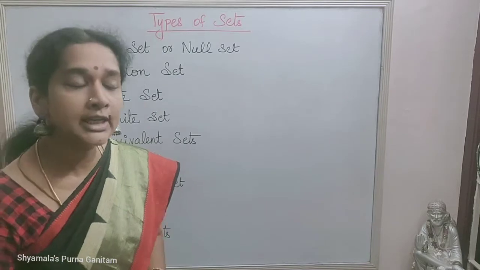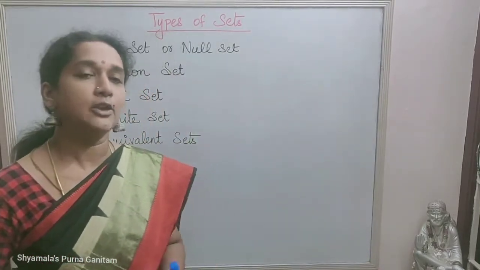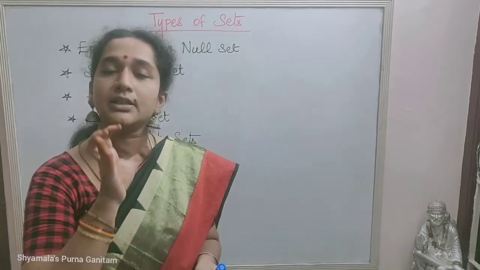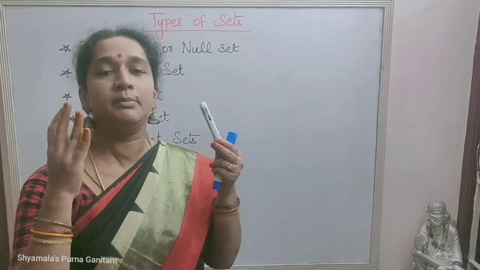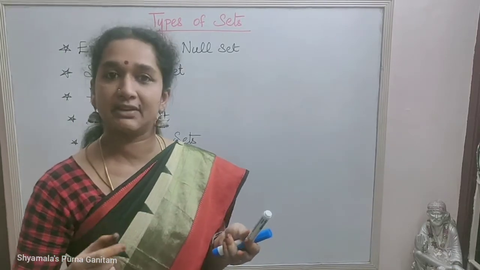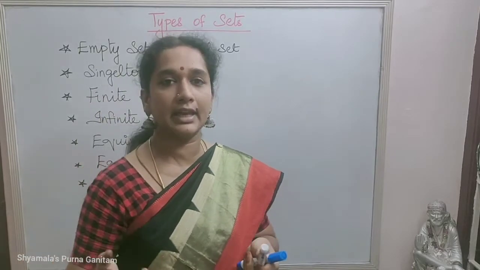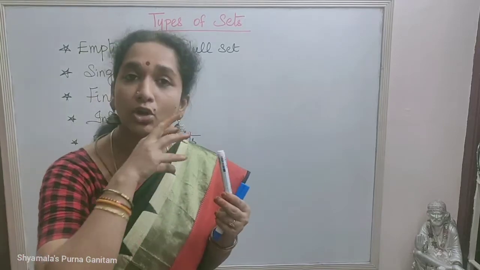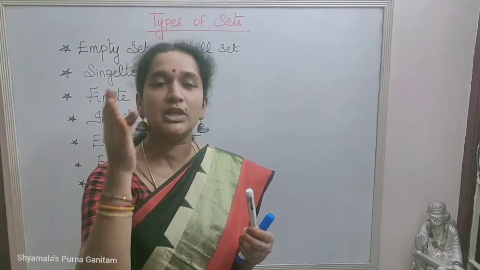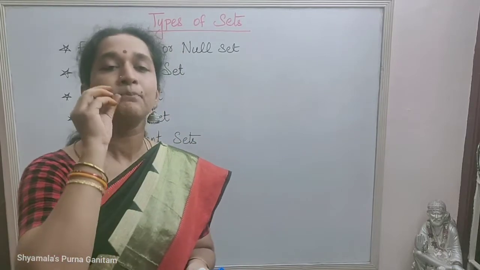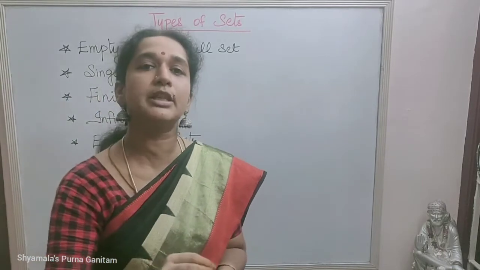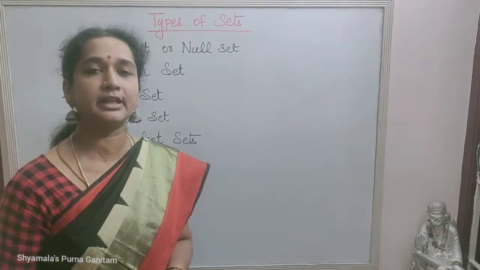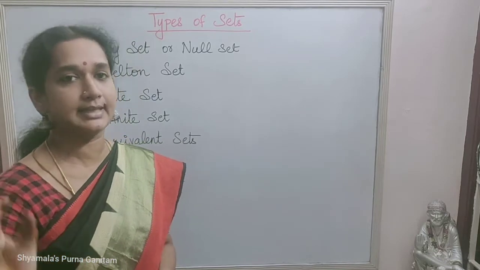Finite means a countable number of elements in a set. For example, take the odd numbers between 1 and 20, which is countable. What are all the odd numbers between 1 and 20? 3, 5, 7, 9, 11, 13, 15, 17, 19. So you can count the number of odd numbers between these two numbers. If you have a countable number of elements inside the set, that is called a finite set.